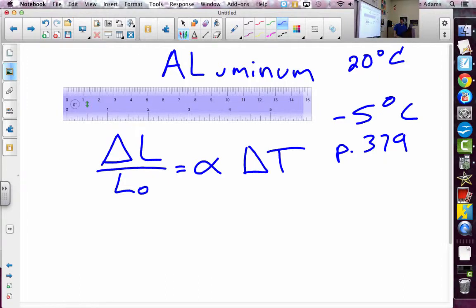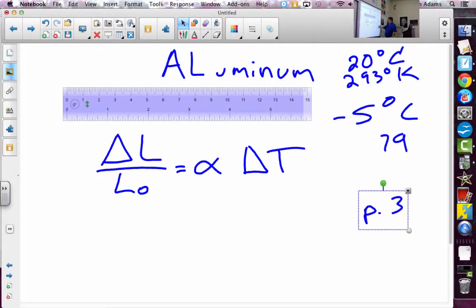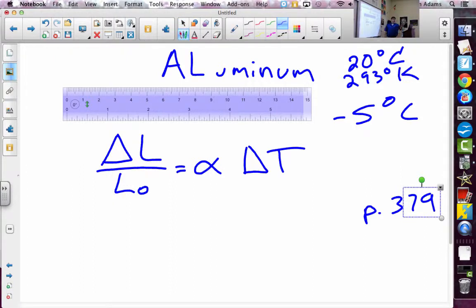So if we convert this to Kelvin, what do I do to convert 20 degrees Celsius to Kelvin? You would add 273. So this is really 293 Kelvin, right? And what is minus 5 degrees if you add 273 to it? 268. I heard it. 268.